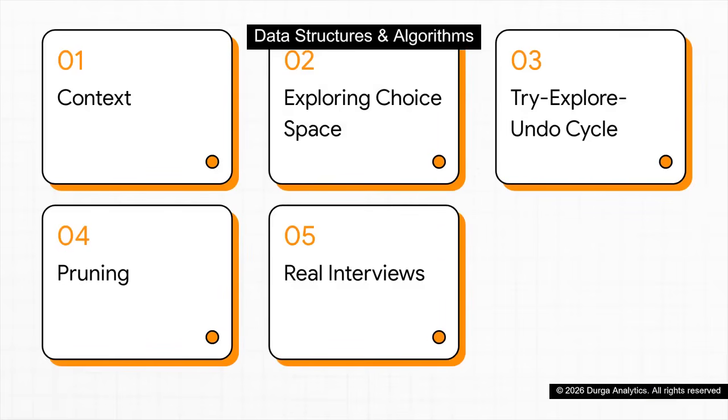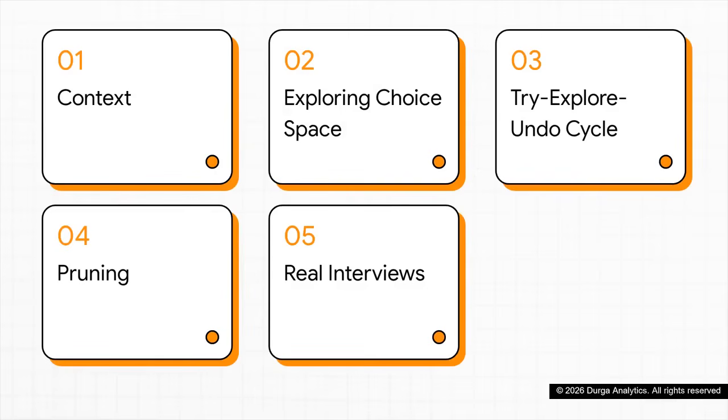Here's our architectural roadmap for today's session. We'll start with the context, then explore the choice space, break down the try, explore, undo cycle, talk about pruning to make it all feasible, and finally, look at how backtracking shows up in real interviews.